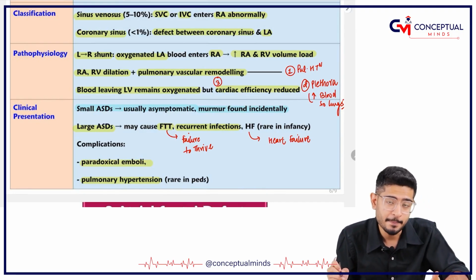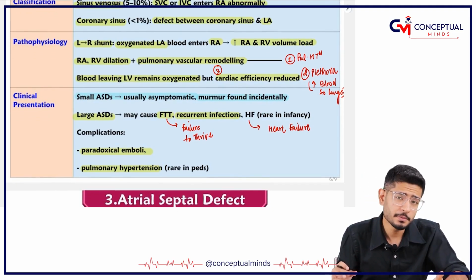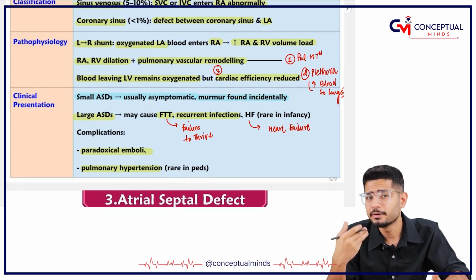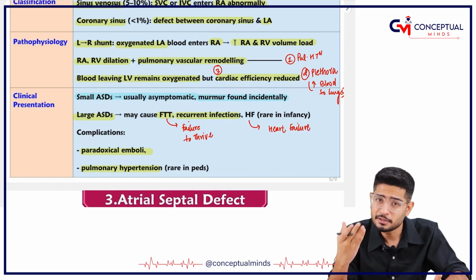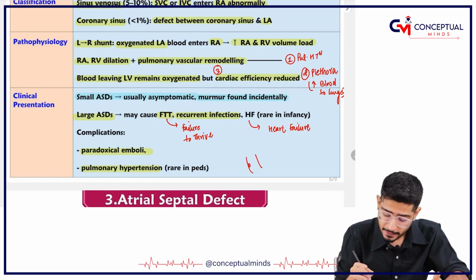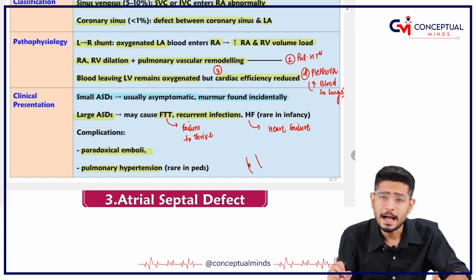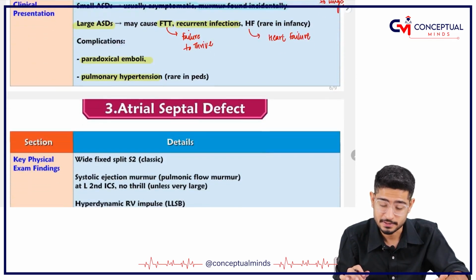Okay, paradoxical embolus can be there. Why is there embolus formation? Because a lot of blood is going to go to the right ventricle. Because a lot of blood is reaching the right atrium and right ventricle, the blood is going to be there for a longer period of time, and it can cause injury also. I've told you that it can cause injury to the pulmonary vasculature, because a lot of blood is gushing. That endothelial injury can lead to thrombus formation, and of course the thrombus can dislodge. That is called a paradoxical embolus.